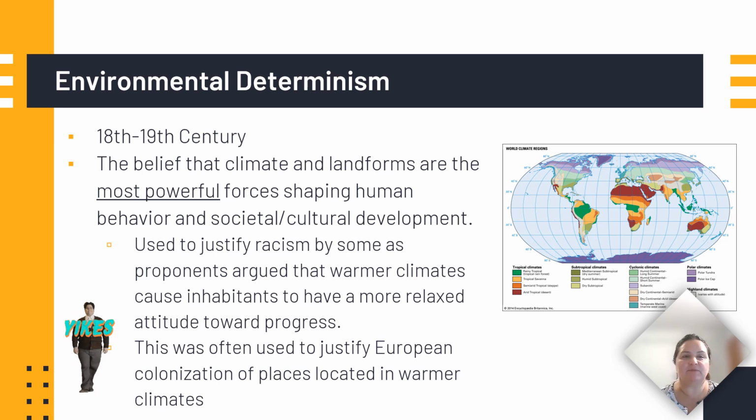Environmental determinism was a popular theory in the 18th and 19th century, and it was the belief that climate and landforms are the most powerful force that shape human behavior and that form societies and cultures. In many ways, this theory is considered outdated and also associated with a time when Europeans were colonizing much of the world and using this as a justification for their actions.